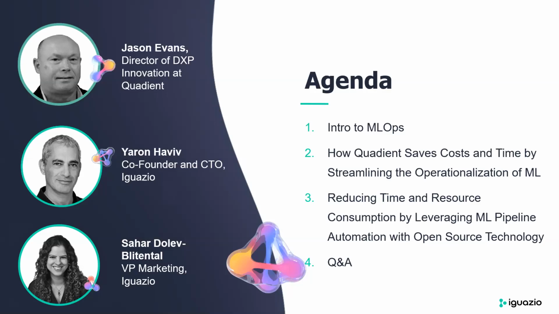Also with us is Yaron Haviv, Iguazio's co-founder and CTO. Yaron is a serial entrepreneur and served in multiple CTO roles before starting Iguazio in 2014. He will start us off with a quick intro to MLOps, and later in the session, he'll speak about leveraging ML pipeline automation to reduce time and resource consumption. He will demonstrate this with a live demo of open source technology.